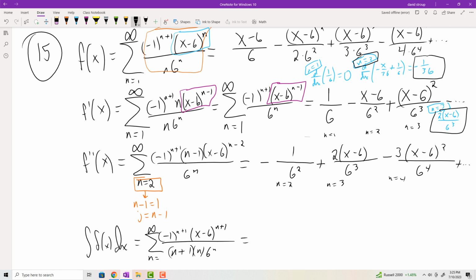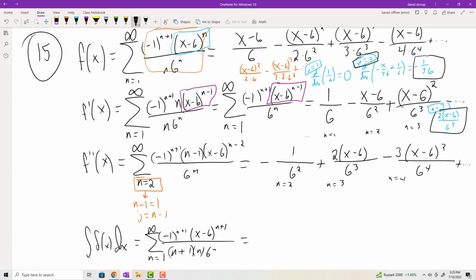Right? And what do I need that to be? So if I were to integrate these terms, what would I have? (x − 6)² all over 2 times 6, minus (x − 6)³ all over 3 times 2 times 6², plus blah, blah, blah. So I should get those red terms when I plug in the indices.